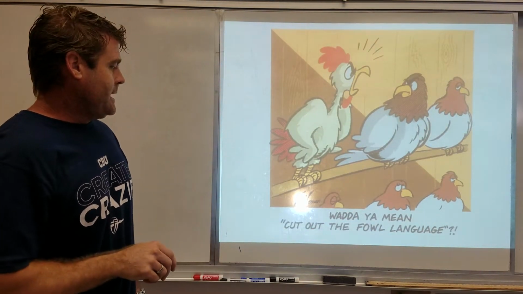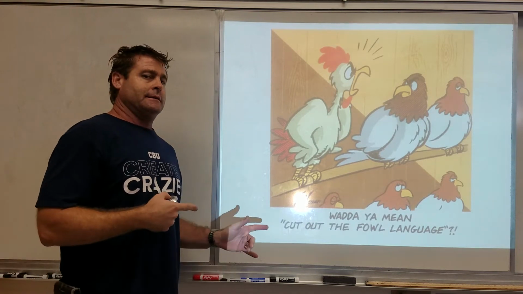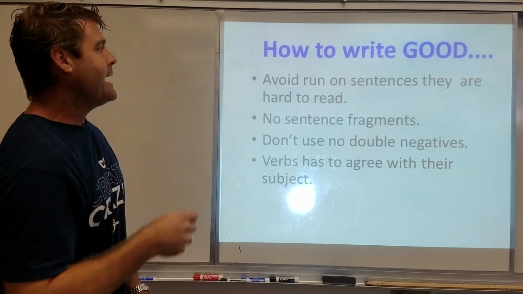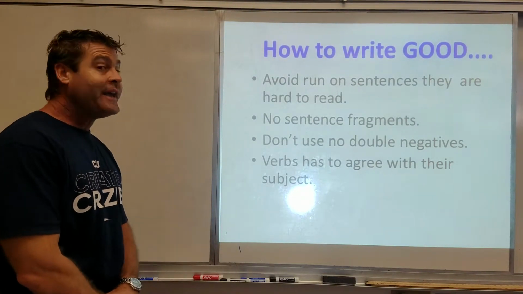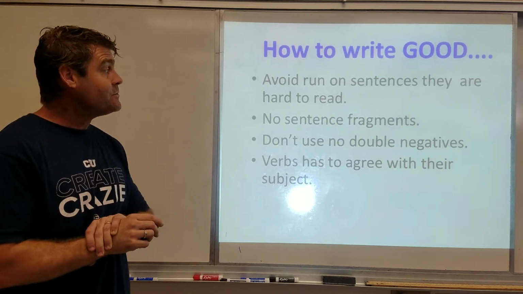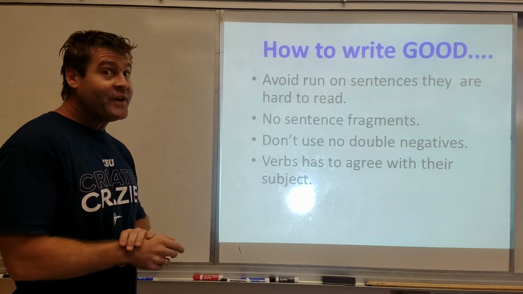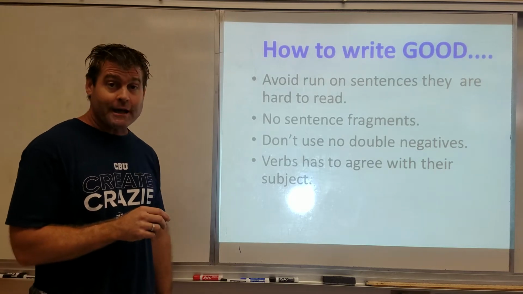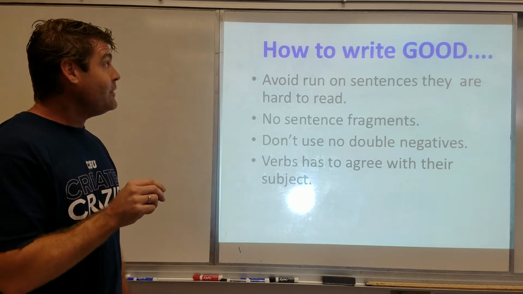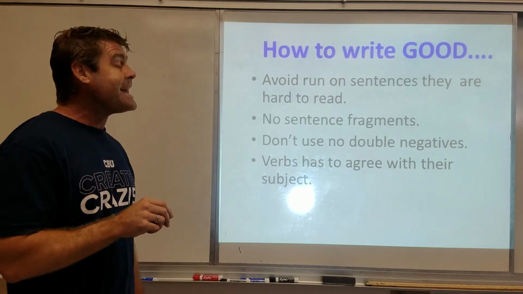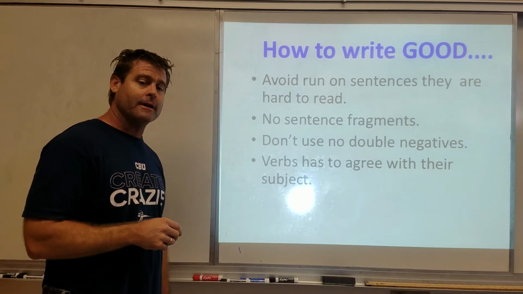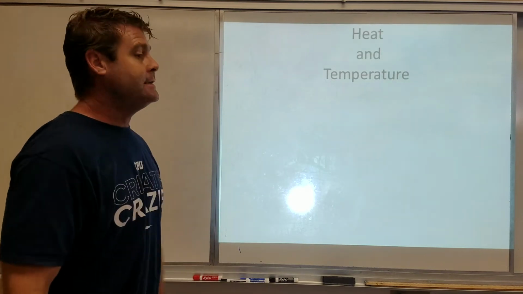Says, what do you mean? Cut off the foul language. You guys know that foul is another word for a bird. Okay. How to write good. If you want to write good, you have to avoid run-on sentences. They are hard to read. If you want to write good, no sentence fragments. If you want to write good, don't use no double negatives. And if you want to write good, verbs they has to agree with their subject. All right, guys, I'm not an English teacher. All right, back to heat and temperature.